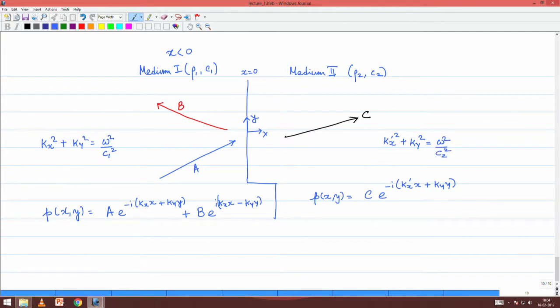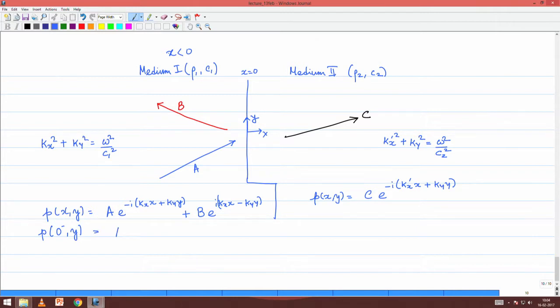So, the fact that c 1 and c 2 are different is the cause of k x and k x prime being different, though the k y's associated with these two regions are the same. So, again we will appeal to the continuity condition at the interface between the two fluids, but in the region of medium 1.